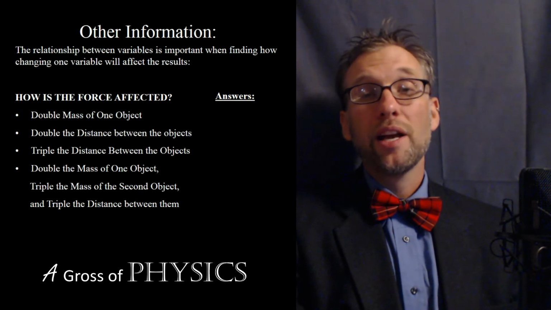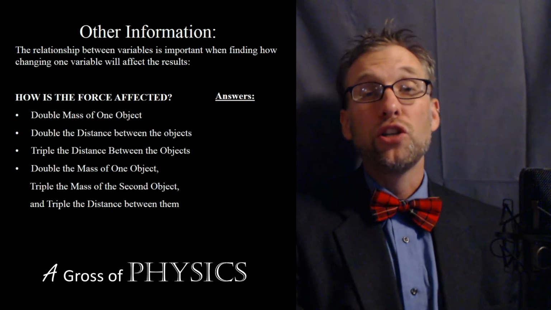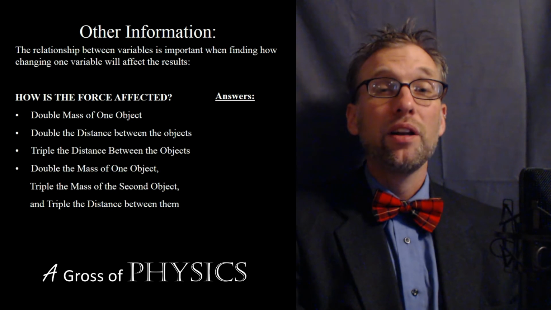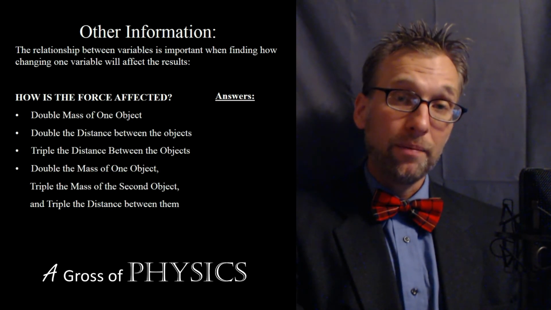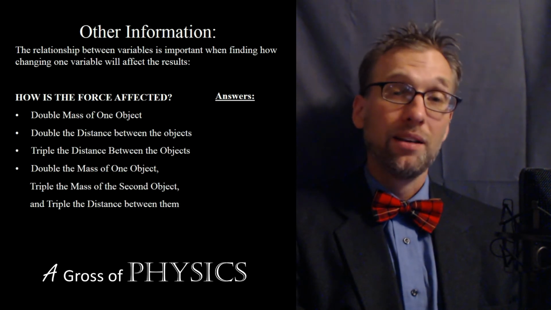Now, there are a couple more sample problems I'd like to look at. If we triple the distance between the objects, G is 1, mass is 1, the other mass is 1, and I put 3 squared, which is 9. So that'll be 1 on the top, a 9 on the bottom. So 1 over 9 is a 1/9.